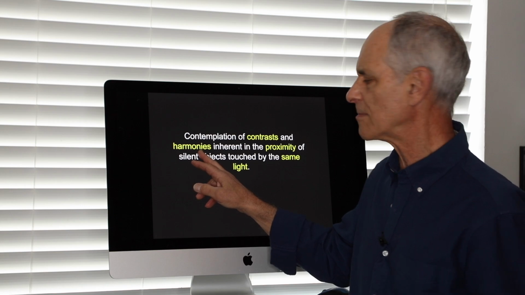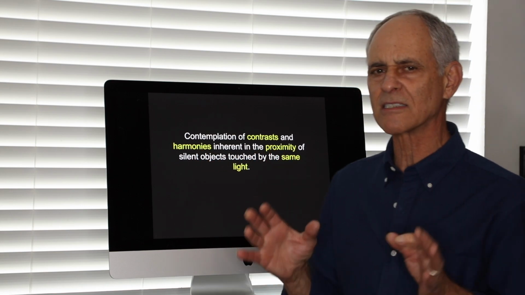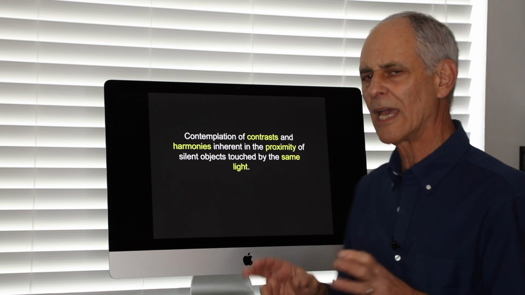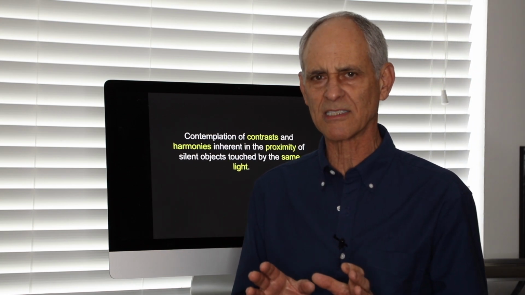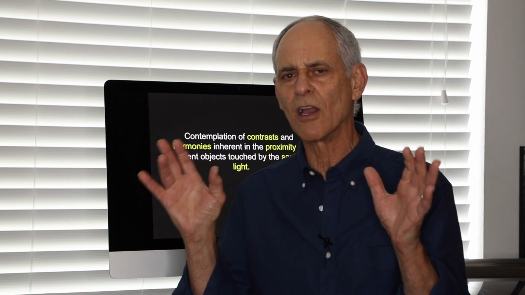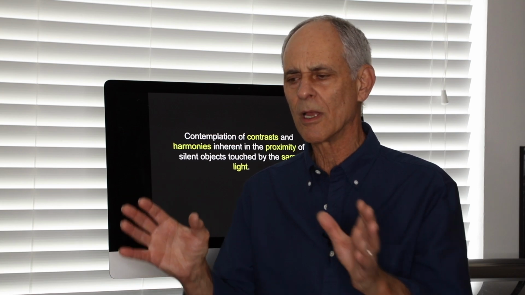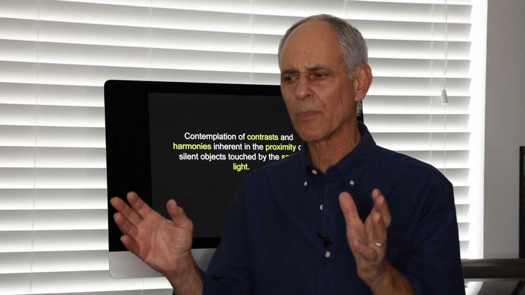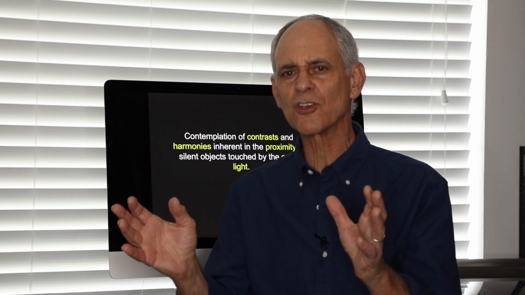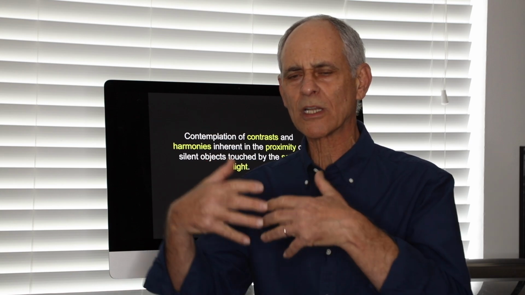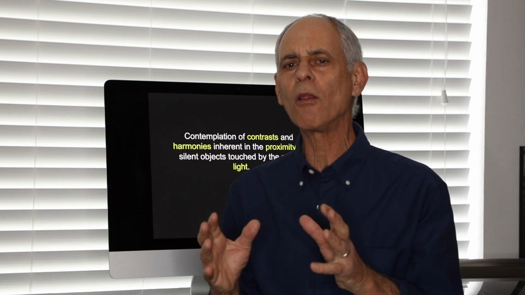Contrasts and harmonies, inherent in the proximity, the closeness of silent objects, and this is what's important, touched by the same light. It's the light that is the governing principle. You have objects lit by the same light. What that light does to them, how close they are, how far apart they are, what kind of background you have, all of those go into making a great still life.